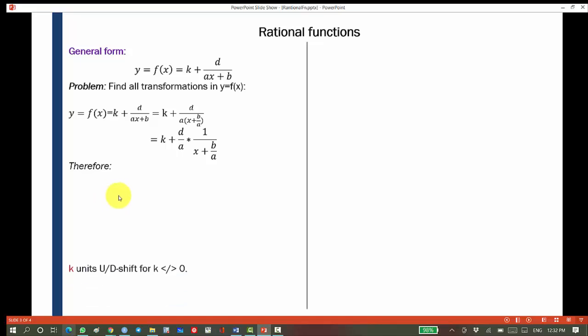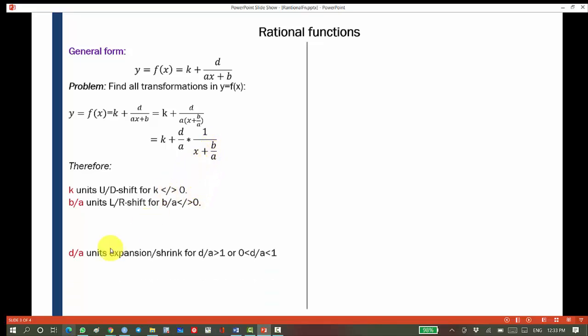As a result, we have k units upwards or downwards shift depending on whether k is positive or negative. b over a units left or right shift depending on whether b over a is negative or positive down here. And d over a units expansion or shrinking depending on whether d over a is bigger than 1 or less than 1 but bigger than 0.